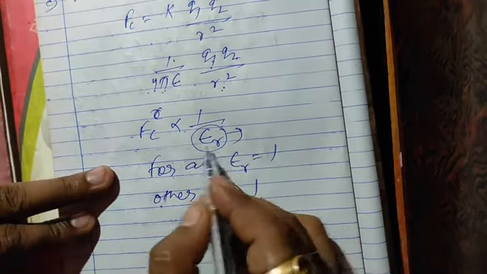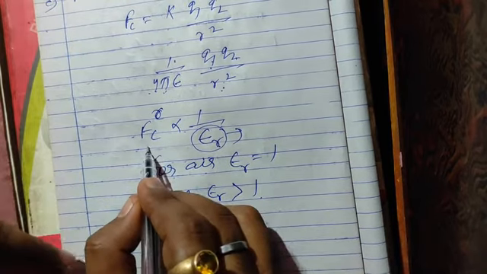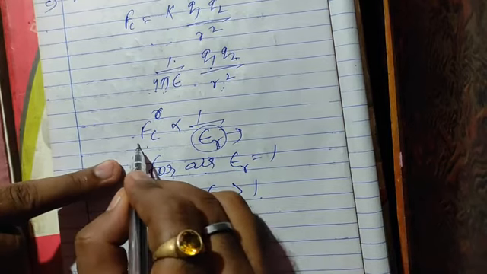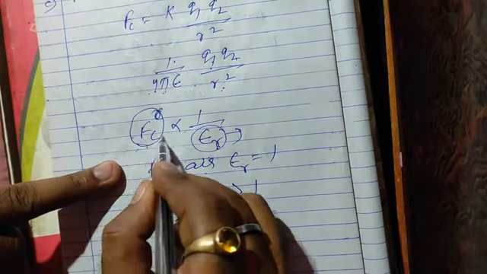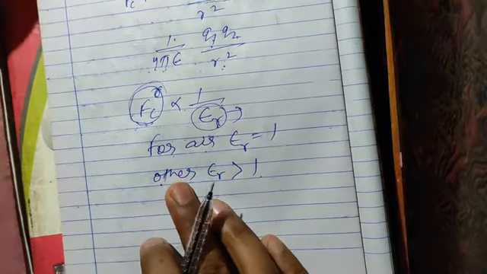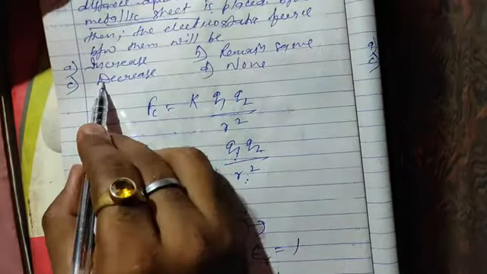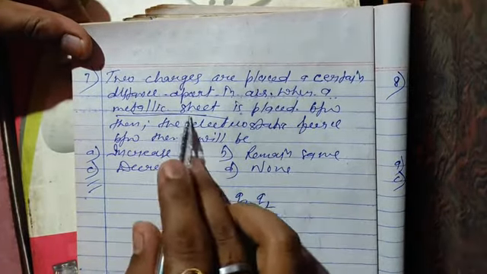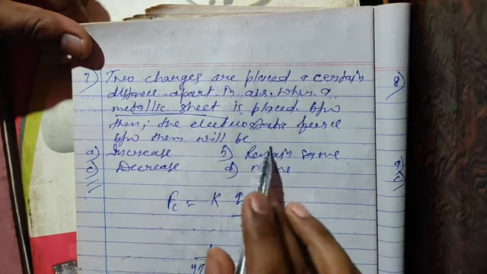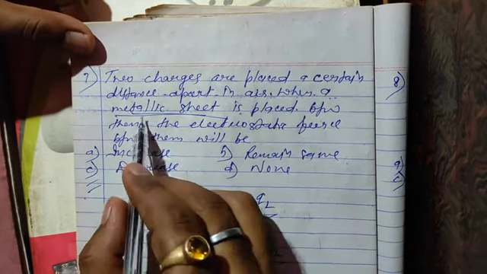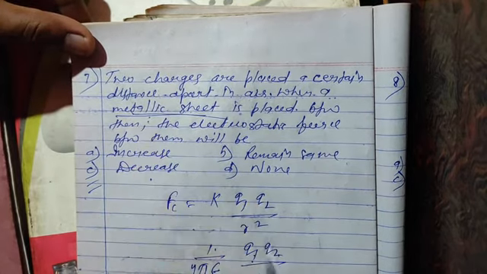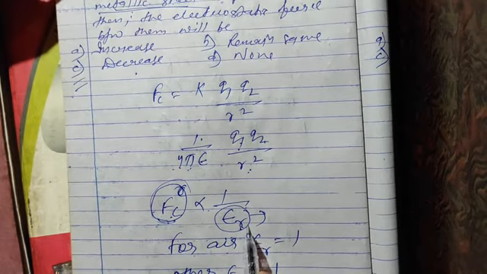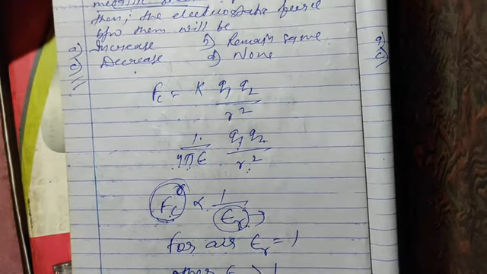As we can see, epsilon r is inversely proportional to the Coulomb's force. So on increasing the value of epsilon r, there is a decrease in the electrostatic force or Coulomb force. So the right answer will be decrease. The two charges are separated a certain distance apart in air. When a metallic sheet is placed between them, the electrostatic force between them will decrease, because there is an increase in the value of epsilon r. So this is the answer.